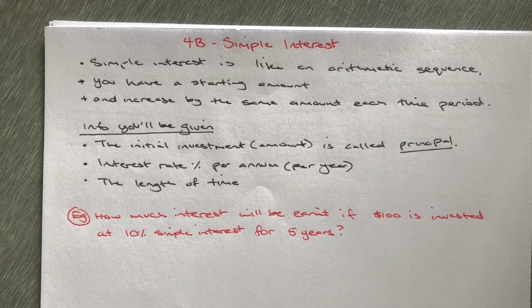Hey, Year 11, we're going to start to look at the financial side of things now. So we're doing 4B, which is simple interest. Now, you may have heard about interest rates on bank accounts. Now, there's a couple of different types of interest.